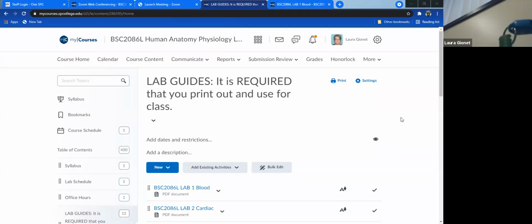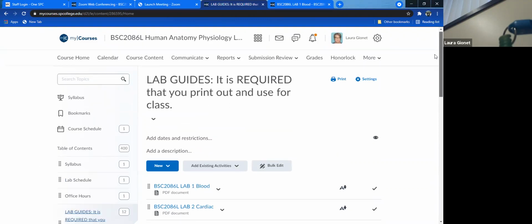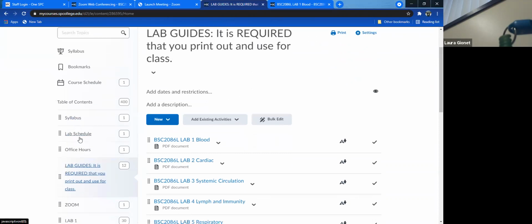Okay, so this is lab number 1 we're going to be working on, which is the blood lab. I just quickly want to review where you're going to find all your content. Over on the left-hand side of the course homepage, we have our syllabus, our lab schedule, my office hours, and where we find all the lab guides, which we're going to use per lab. So either print them out or store them to a thumb drive so you can fill out the appropriate answers.